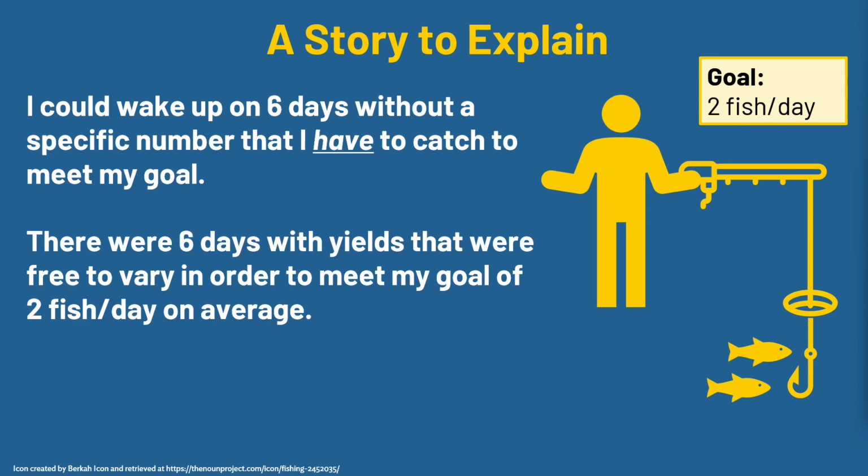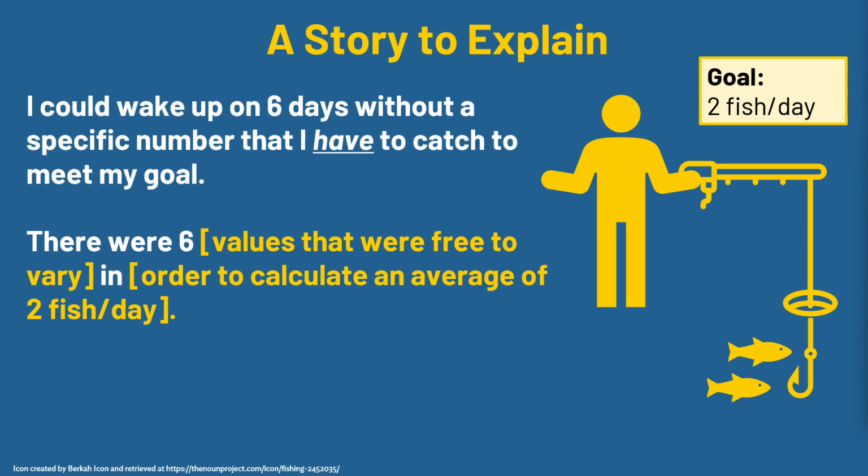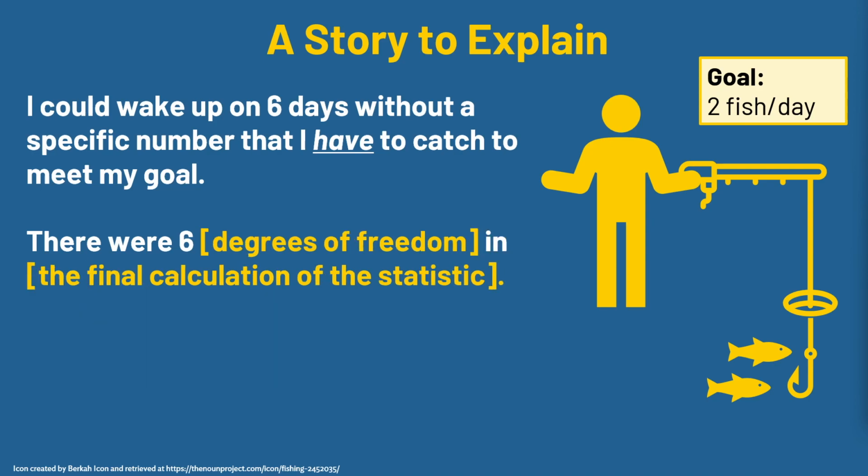Right, so another way to describe this is that there were 6 days with yields that were free to vary in order to meet my goal of 2 fish per day on average. Or in other words, there were 6 values that were free to vary in order to calculate an average of 2 fish per day. Or in other words, there were 6 degrees of freedom in the final calculation of the statistic. Right, that is what we mean by degrees of freedom. And so in this example, degrees of freedom was 7 days minus 1 day equals 6 days, right? So 6 of those days were completely free to vary.